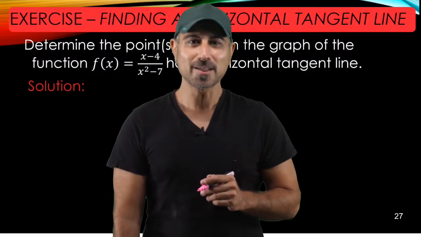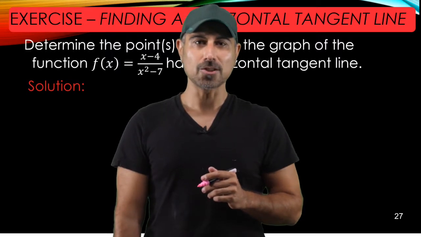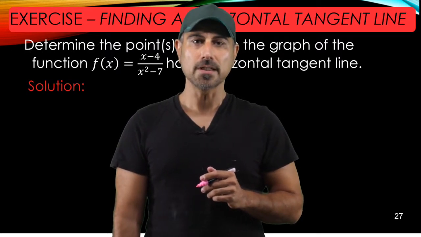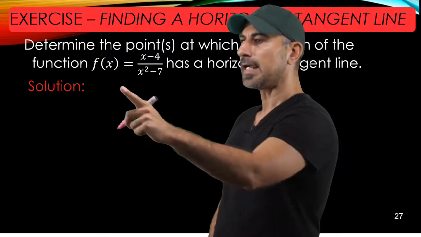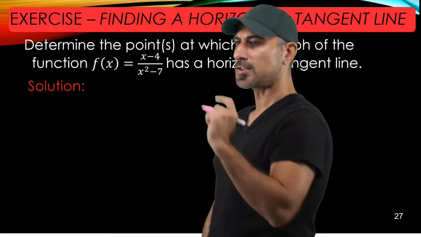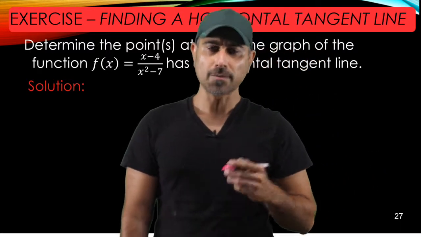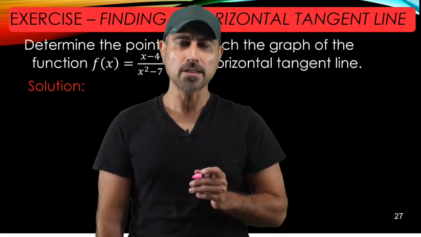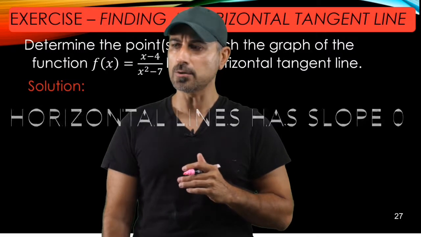Hello, welcome back. In this video, we're going to go over an exercise for an application of the derivative, which is essentially finding a horizontal tangent line to the graph of this function, which is a quotient. At this moment, I want to remind you of something about the horizontal tangent line. A horizontal tangent line is flat. The slope is exactly equal to 0.